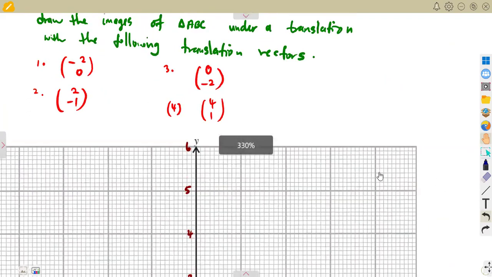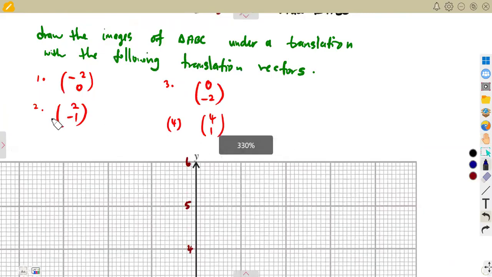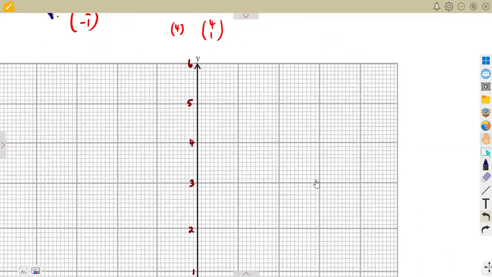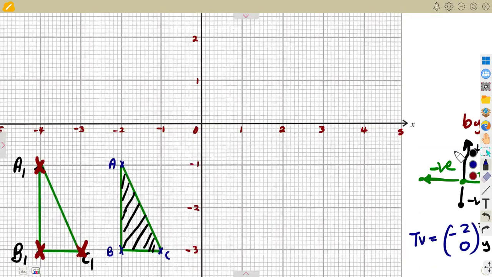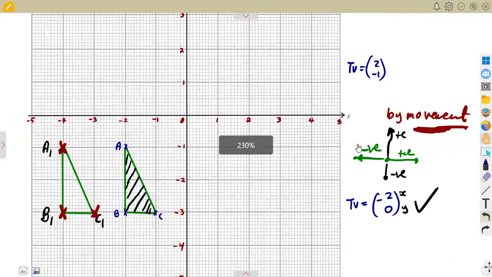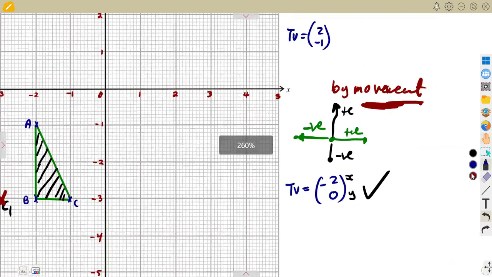So I would like you to try, okay, let's try 2 together. Given the translation vector 2, minus 1, this time our translation vector is 2, minus 1. So let's start by movement. By movement, you are going to move. Remember, we still have the same object. You're going to use the same object. Our object is this one that I shaded here, ABC.